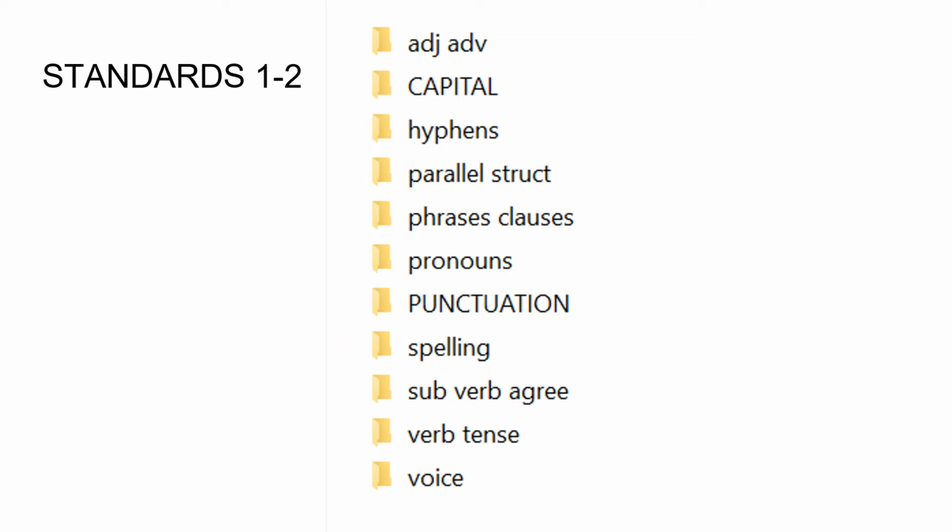For standards 1 and 2, these are the content areas you will be studying. Adjectives, adverbs, capital letters, how to use a hyphen. A lot of these are also on the ACT. I've aligned the ELA ACT standards so that everything is covered. Parallel structure, phrases and clauses, pronouns, punctuation, spelling, subject-verb agreement is the big one on the ACT. Verb tense and voice. Voice is basically using active and passive verbs. I'll explain that later.